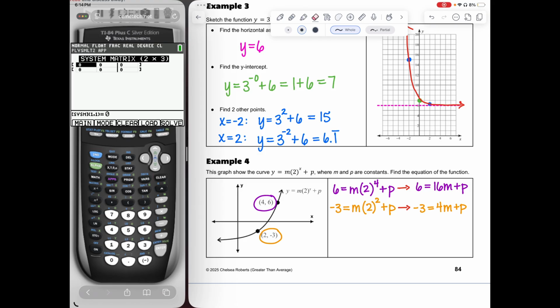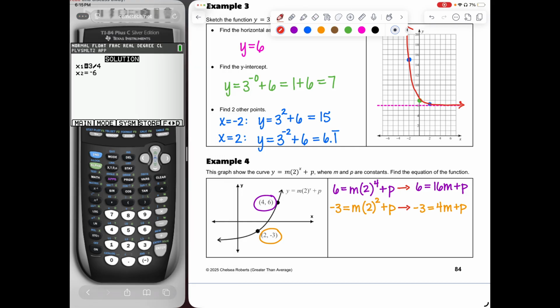Now remember, when you're on this screen, I am using an older calculator, so I am only required to put in the coefficients. I'm going to enter them as 16m plus 1p, so the one goes in the next one, is equal to 6. The next one I will put in as 4m plus 1p is equal to -3. If you have the updated TI-84, you will actually see the letters x and y. Okay? So once we put our coefficients in, we'll press graph to solve.